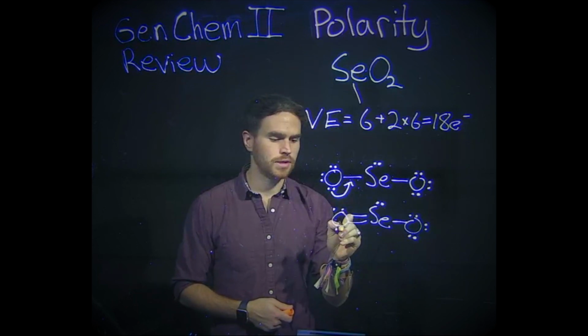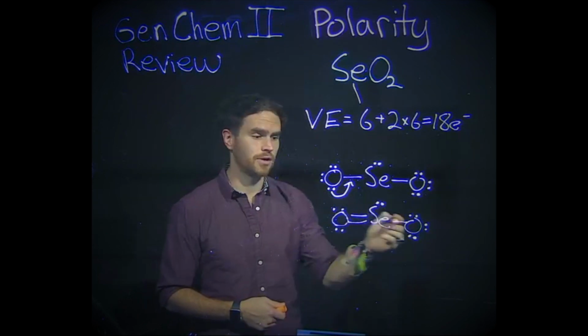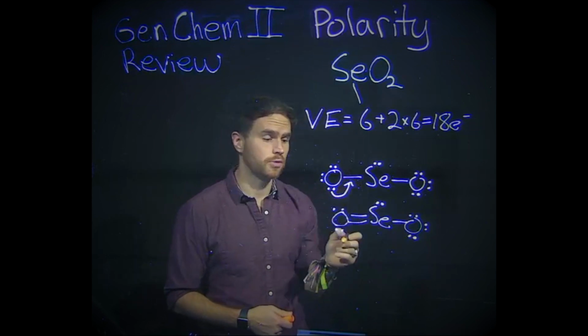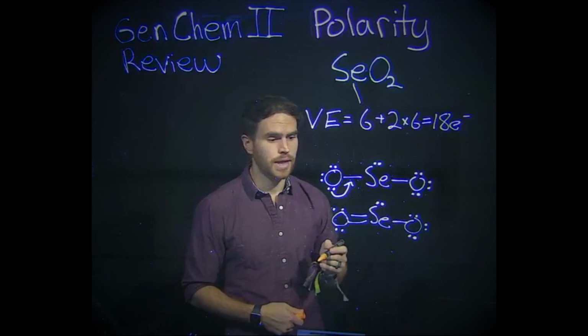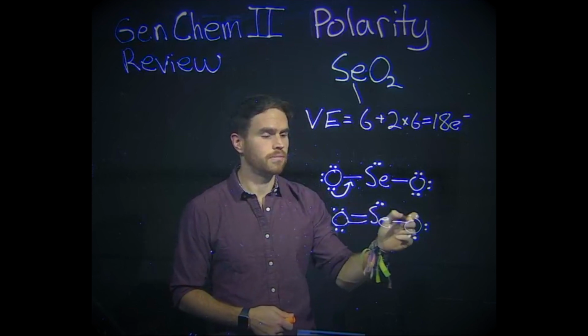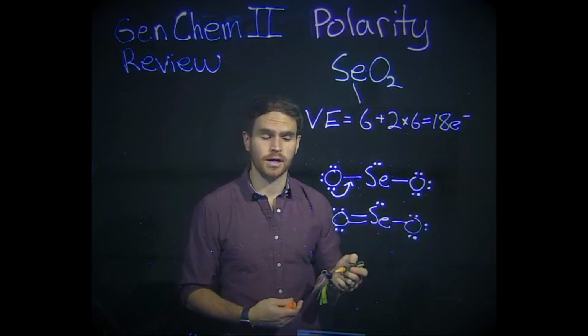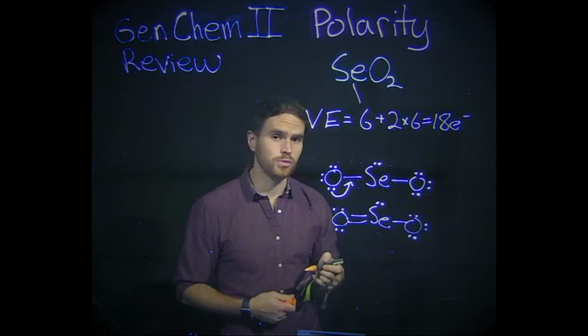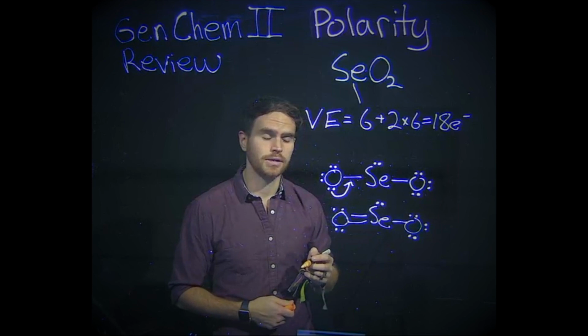Now, we could have done this for either oxygen because they are equivalent. However, we'll continue our discussion on polarity using this structure. Now we see that each atom satisfies and obeys the octet rule. And this gives us a good approximation for what the Lewis structure is for selenium oxide.